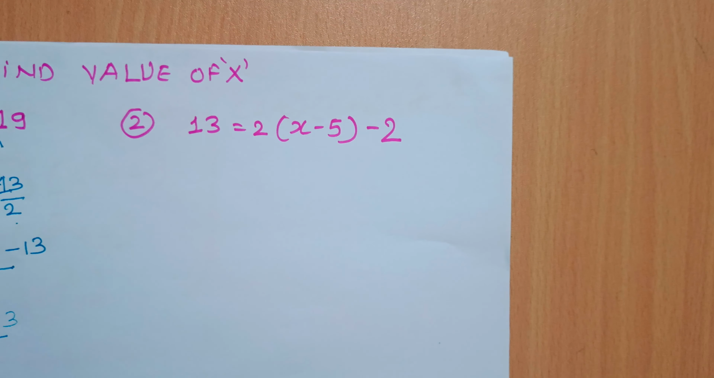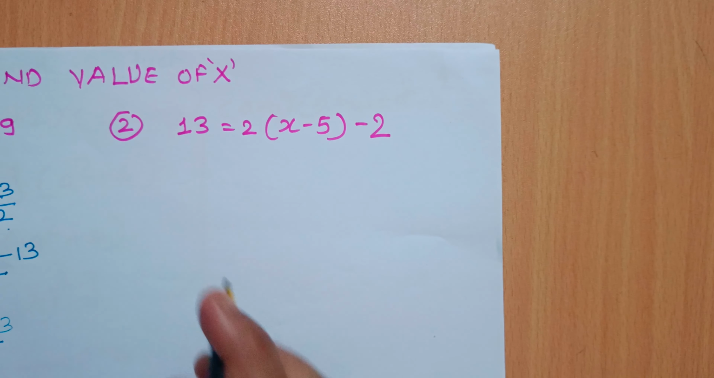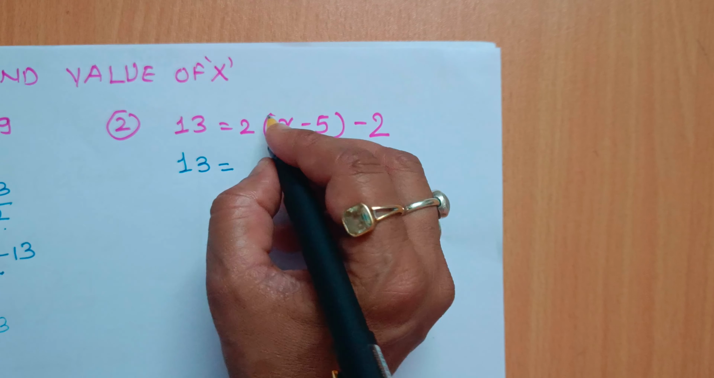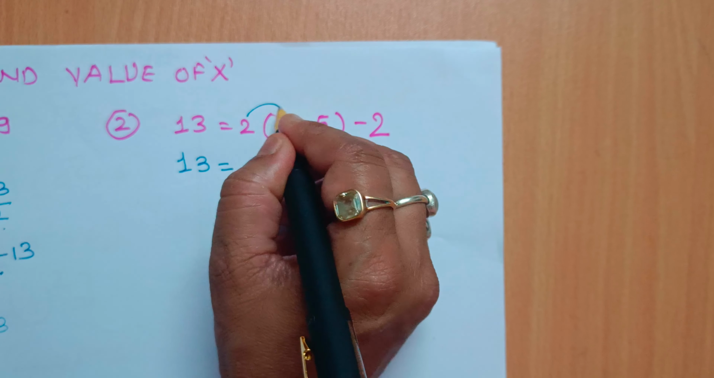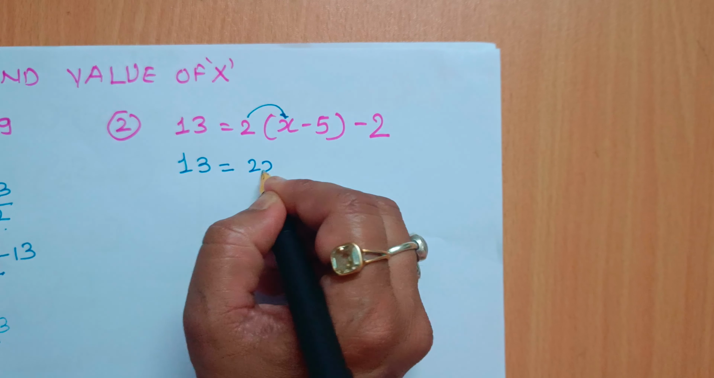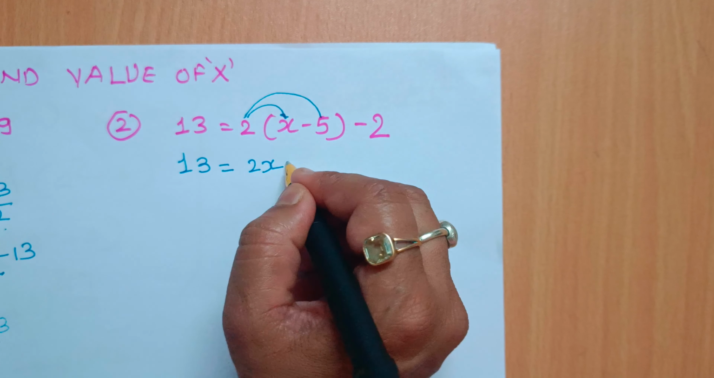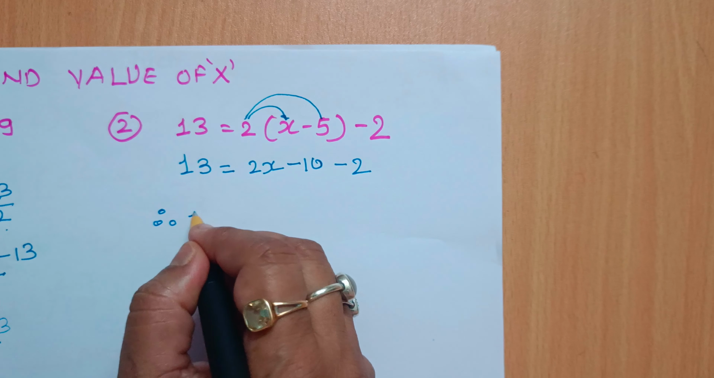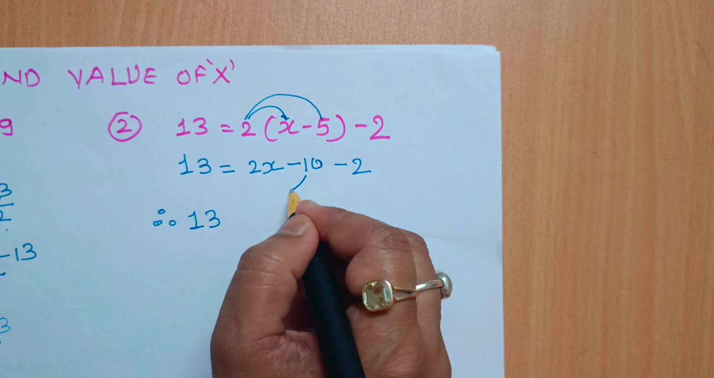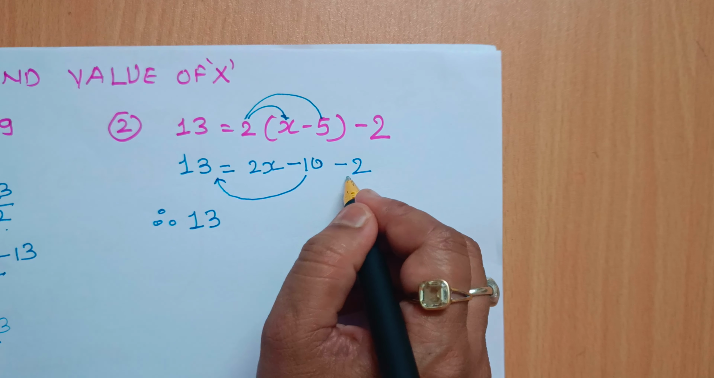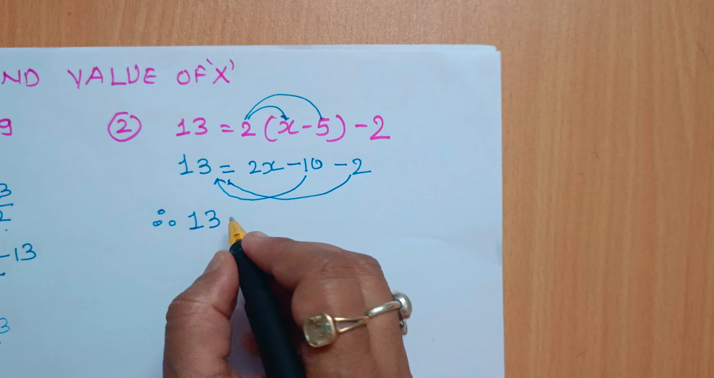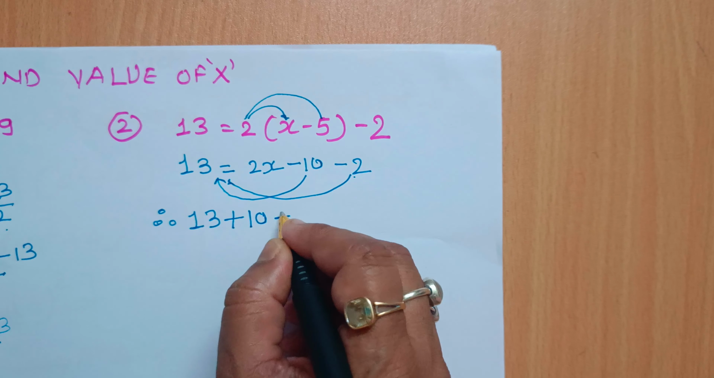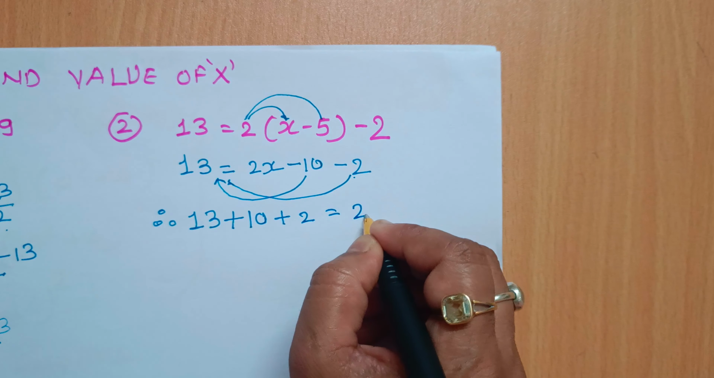Now children, we solve another equation. 13 is equal to, now first we solve the bracket. Therefore, 2 multiplied by x, 2x, 2 multiplied by minus 5, minus 10, minus 2. Therefore, 13, now we change the side of the 10, minus 10 and minus 2. Therefore, 13, now minus 10 becomes plus 10, minus 2 becomes plus 2, is equal to 2x.